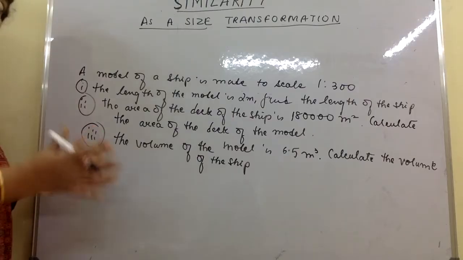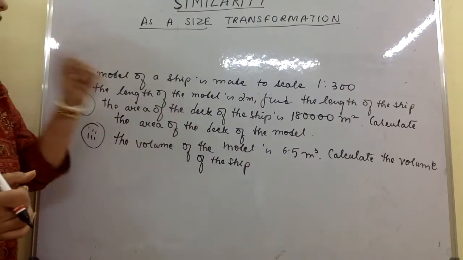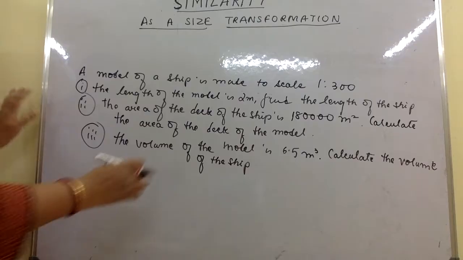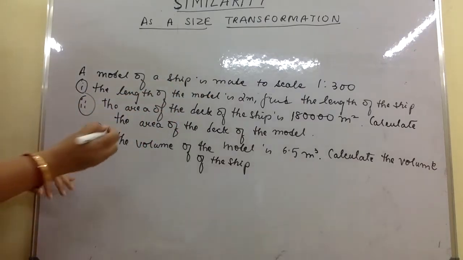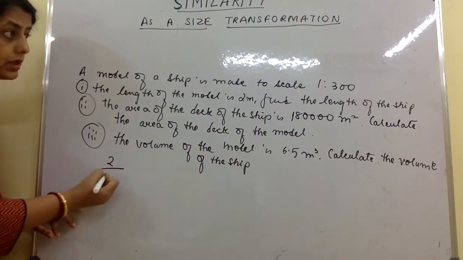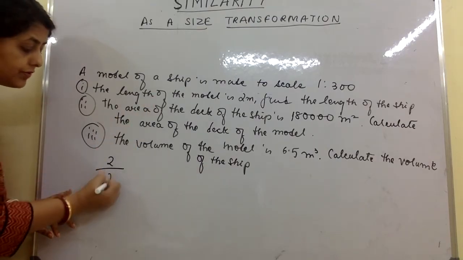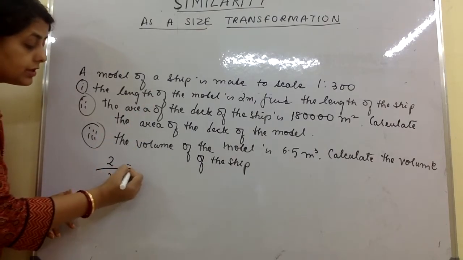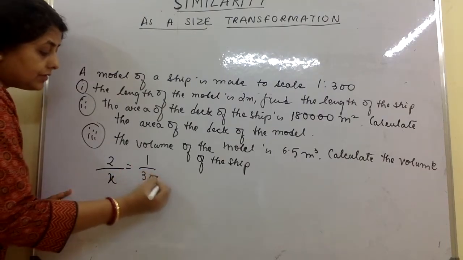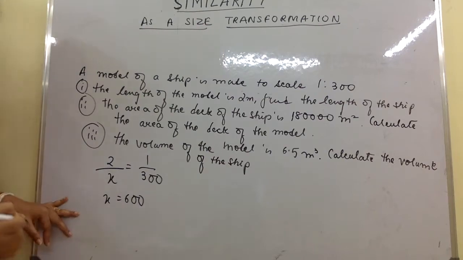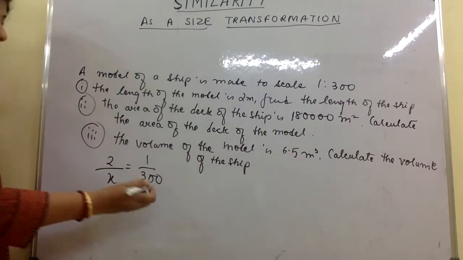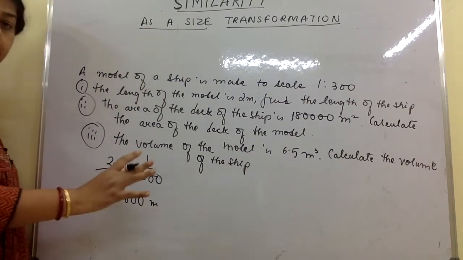Area of any particular part. Here they are talking about the area of the deck of the ship. So the model of the ship has a length of 2 meters. Find the length of the ship. If we take x as the length of the ship, then the ratio is 1/300. So the ship is 600, the actual ship has a length of 600 meters.